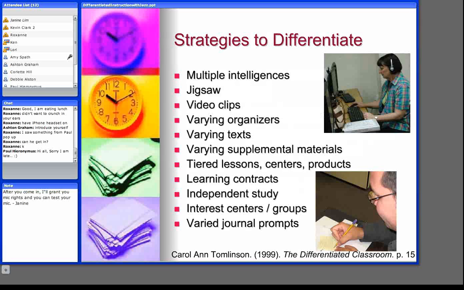And there's lots of different ways to differentiate, and there's a whole slew of them listed. The way the instruction comes and the support.